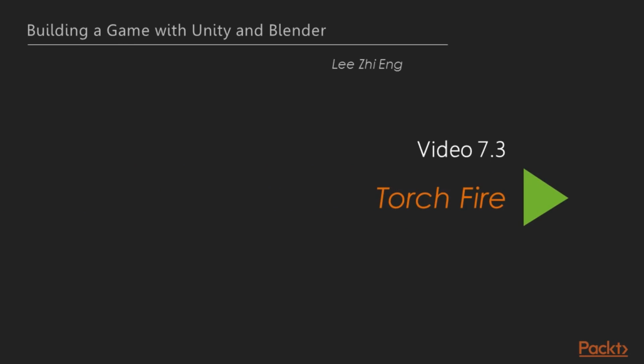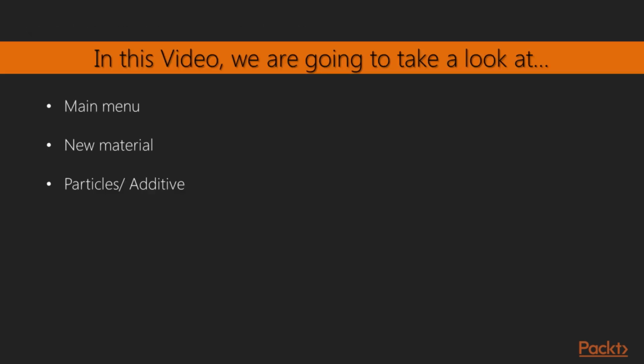Hey, welcome to the next video, torch fire. In the previous video, we looked at mist particles. In this video, we're going to take a look at the settings in the main menu. Then we create a new material and apply texture to it. Finally, we will set up the shader type to Particles Additive.